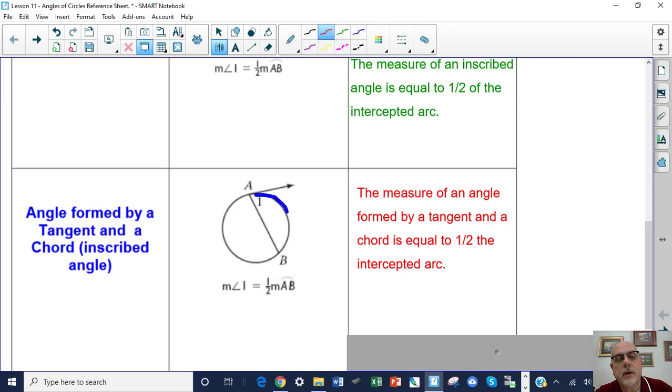This is the intercepted arc. So whatever that arc measures, the angle formed here will be half of that arc. Because the vertex of the angle is right here on the circumference of the circle, the vertex of the angle is on the circumference. It follows the same rule as if it were an inscribed angle.